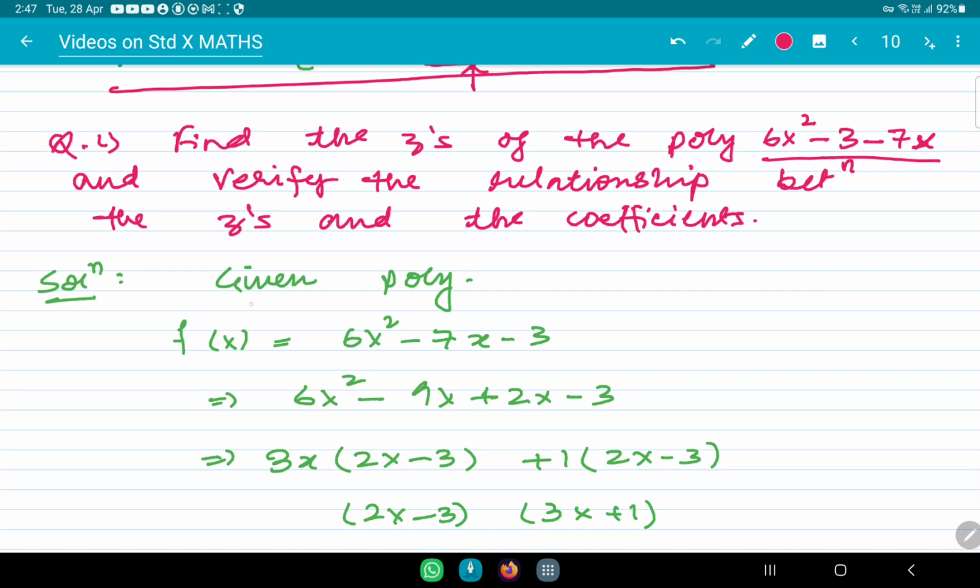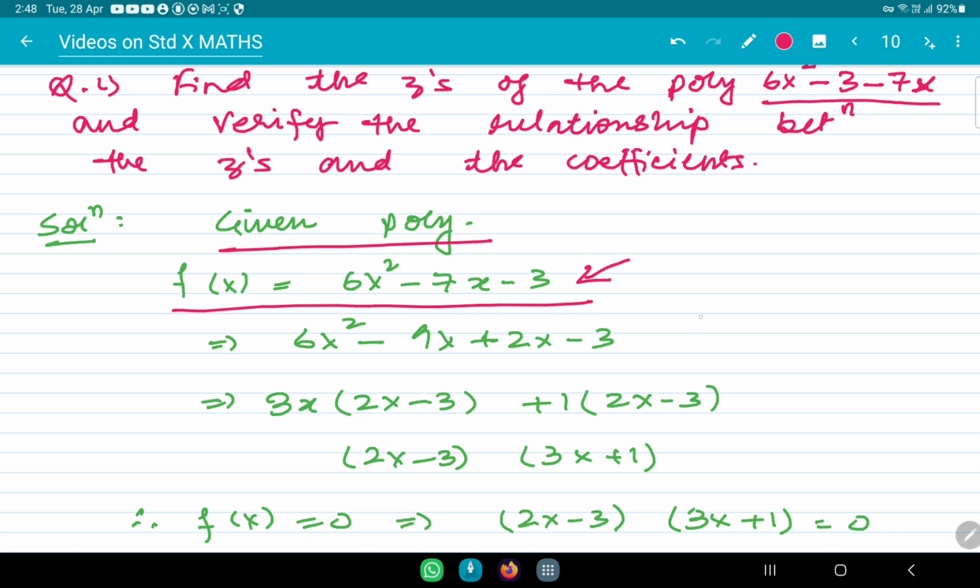So first, what is the given polynomial? As I have already told you, write the given polynomial in standard form. What is the standard form? The standard form is to write the polynomial in decreasing power of the variable. So here f of x is equal to 6x square minus 7x minus 3. But earlier they didn't give it like this. So you can rearrange the terms, but please remember, whenever you rearrange the terms, pick each term with its sign.